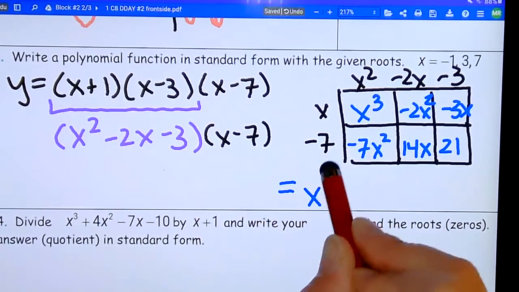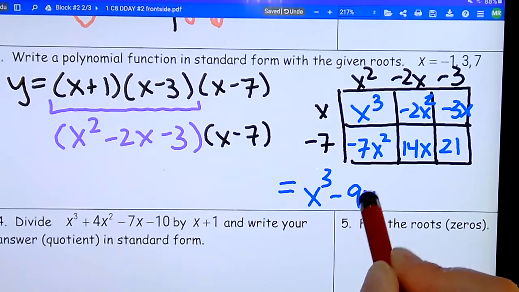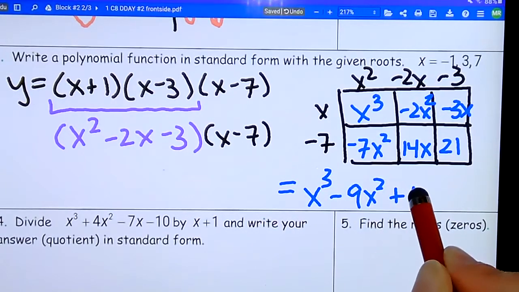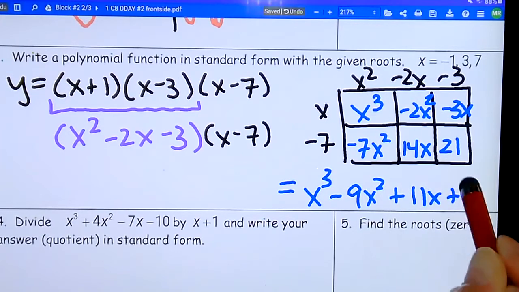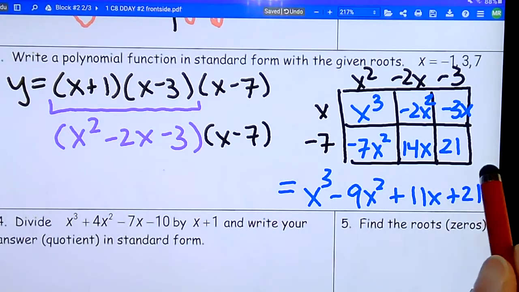And again, they want it in standard form. We're going to write it all out. x cubed minus 9x squared plus 11x plus 21. And that is our answer.